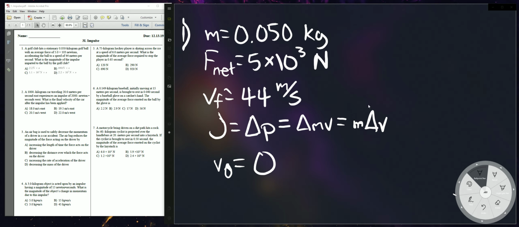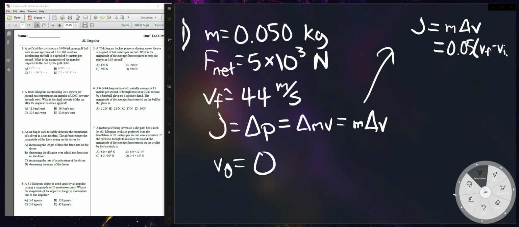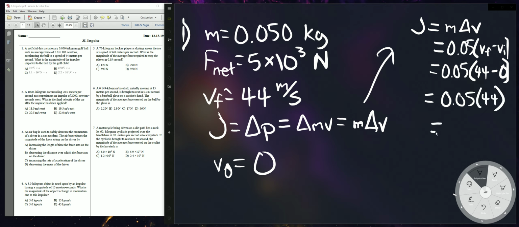So let's solve for this formula right here. We're given this formula. Impulse is m delta v. Well, what's your mass? 0.05. Change in velocity, vf minus vi. Final velocity, 44 minus 0. So 0.05 times 44 is 2.2, somewhere around there. And that is an answer: 2.2 newton seconds. So the choice is A.